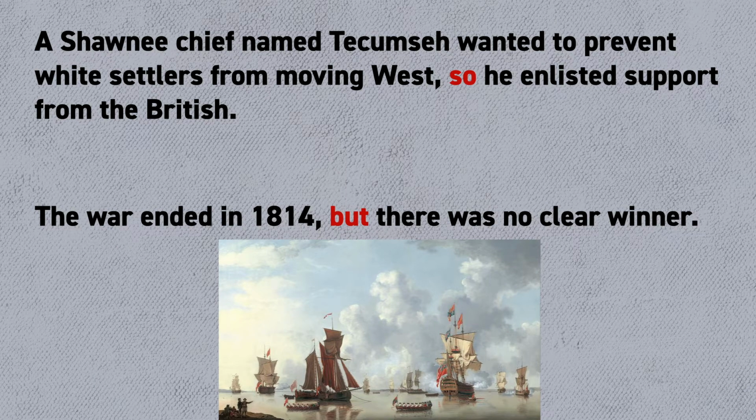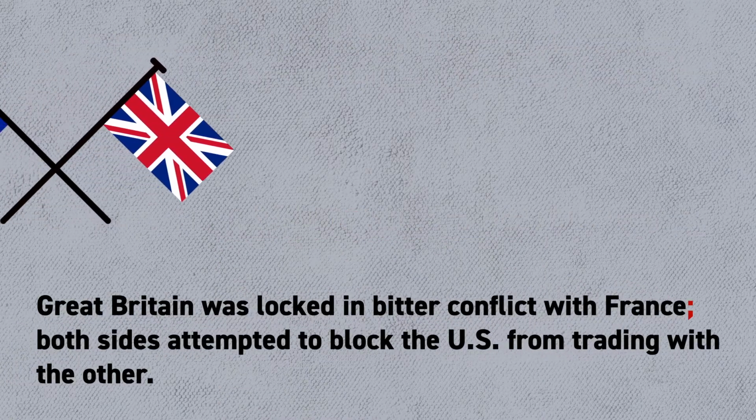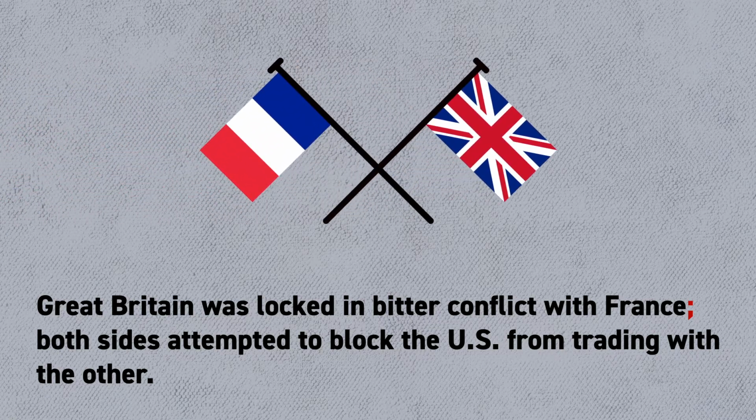A semicolon can also be used to combine two independent clauses if the ideas are closely related. For example, here is another cause of the War of 1812. Great Britain was locked in bitter conflict with France. Both sides attempted to block the U.S. from trading with the other.